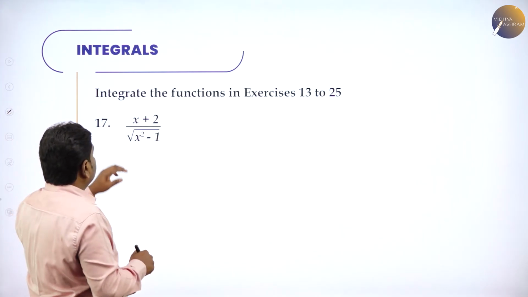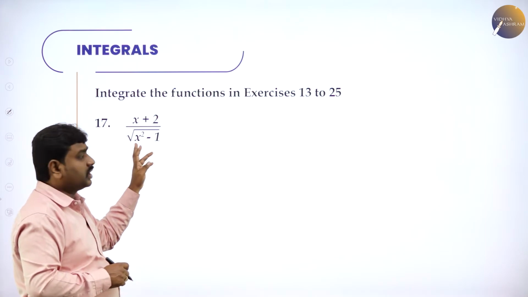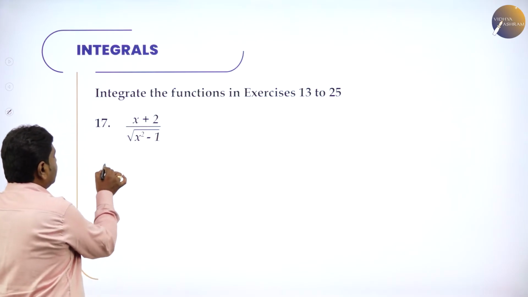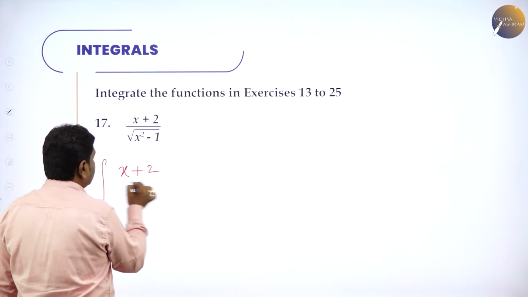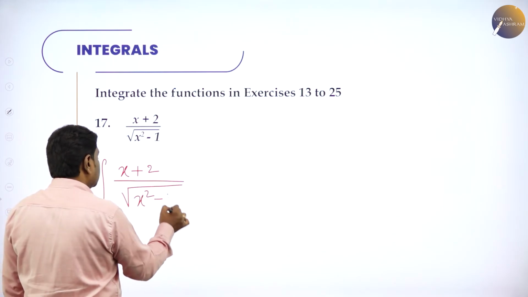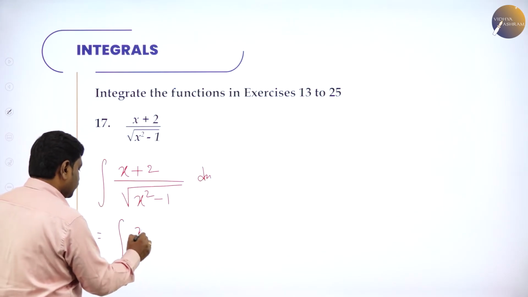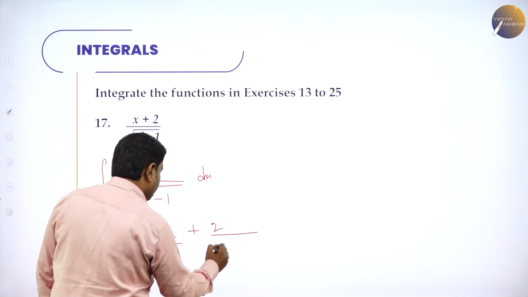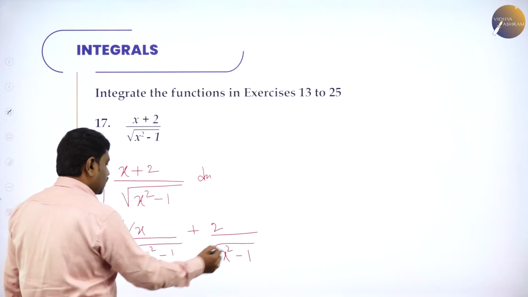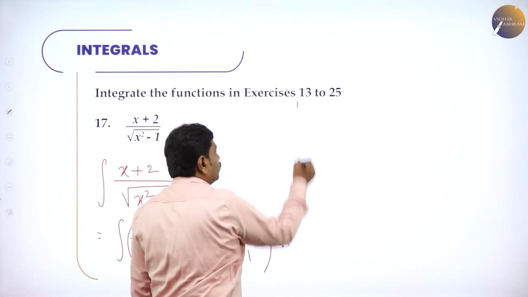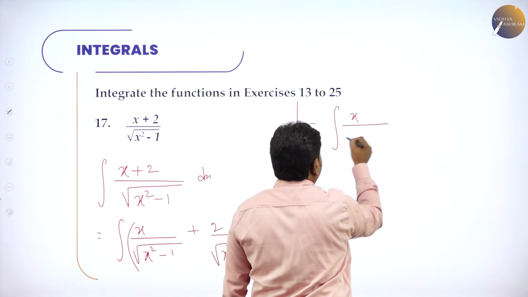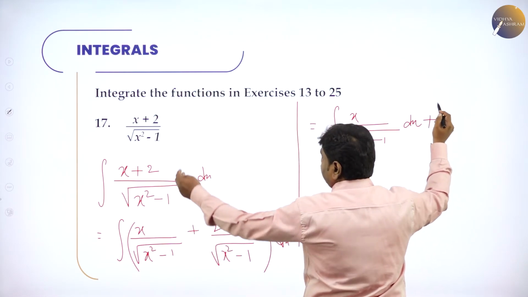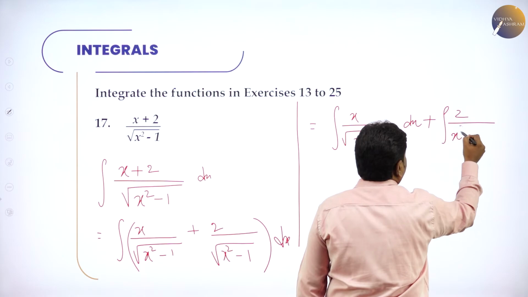Then x square minus 1. What is the derivative of x square? 2x. And the derivative of 1 is 0, but I have 2. So can I write the given problem, integration of x plus 2 divided by root of x square minus 1 dx, as integration of x divided by root of x square minus 1 plus 2 divided by root of x square minus 1 separately, dx? Now each term we can integrate. So integration of x divided by root of x square minus 1 dx plus integration of 2 divided by root of x square minus 1 dx.